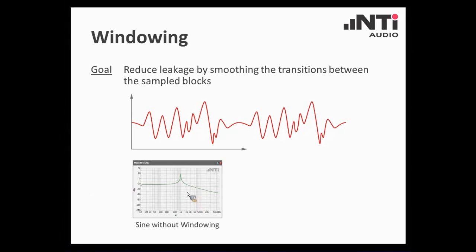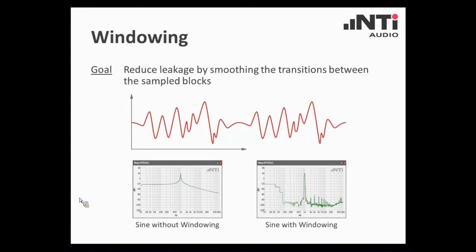If I take another example here, the picture from before, a sine wave without windowing would look like that, and as soon as I apply such a windowing, we get this result here. We see clearly the dominant bin, the dominant fundamental frequency of our sine wave, together with some harmonics.